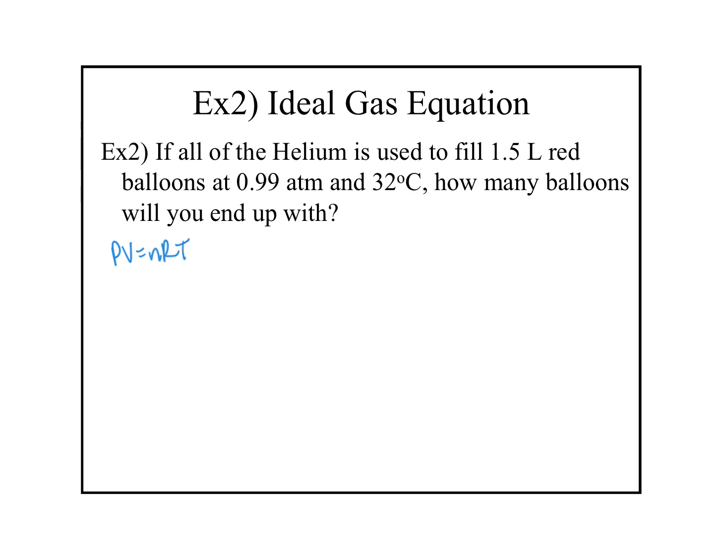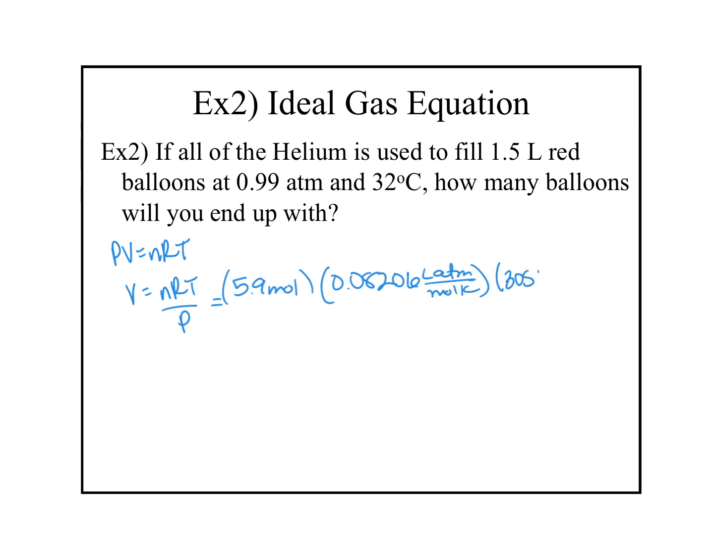this time I want to solve for V, so I'm going to divide both sides by P. So V is nRT over P. Go ahead and plug in. So my n we just found is 5.9 moles. My R, 0.08206 liter atmospheres per mole Kelvin, times my temperature. I'm adding 273 to 32, so that's 305 K, and that is all over the pressure of 0.99 atmospheres.